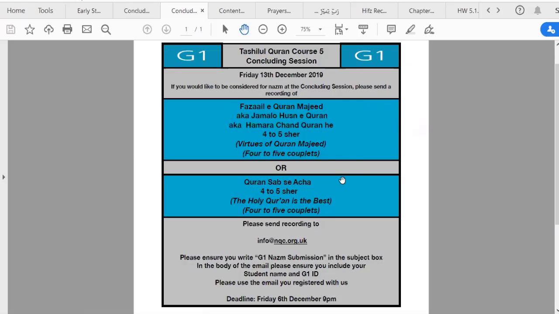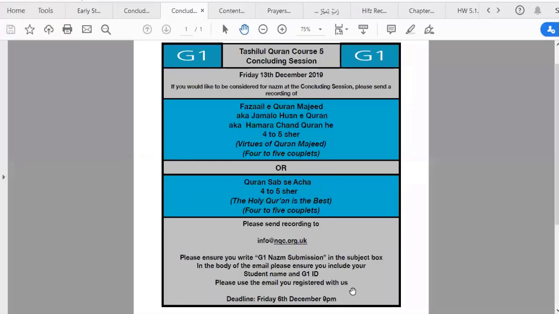Or you can choose to recite Quran Sabse Acha. And a lot of children know that, and that's quite popular with them. Similarly, you would just recite 4 to 5 verses. You would send it to the same email address, info@nqc.org.uk. And this time in the subject box, G1 Nazm submission is what you'd need to write. You'd need to include your own name and your G1 ID. And again, the deadline for that is Friday, the 6th of December, tomorrow at 9 p.m.